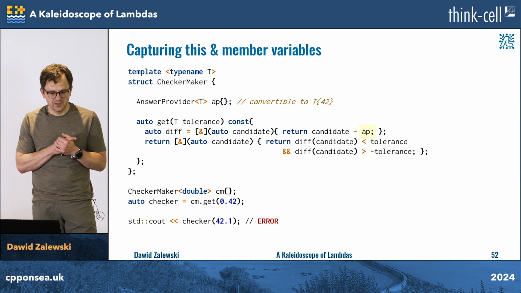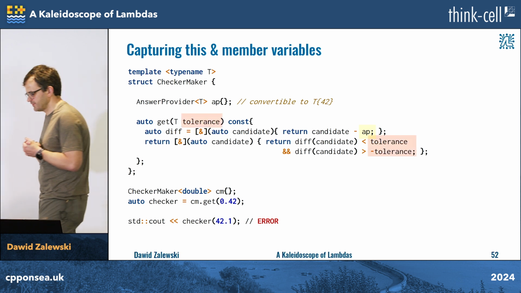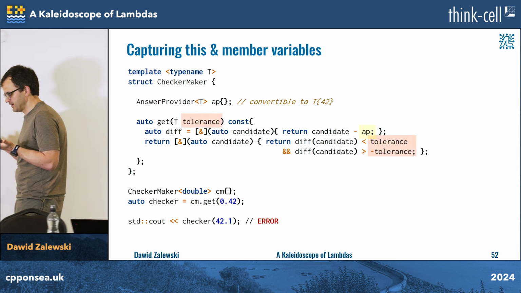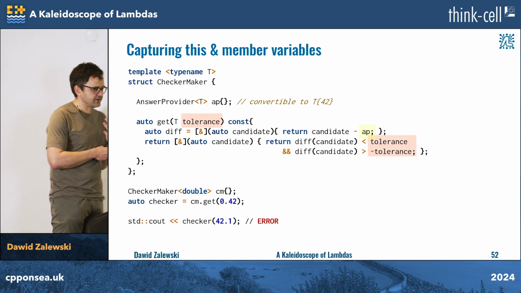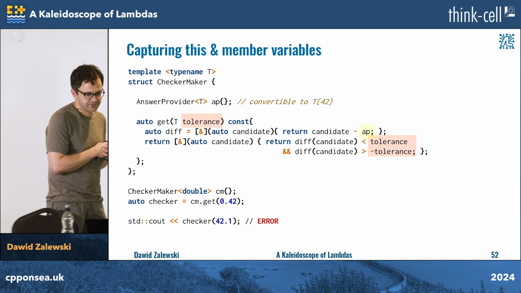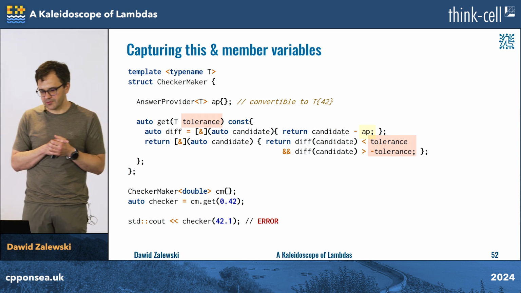You don't see it, but it's there. This is the tolerance. The tolerance is a local parameter, and we only captured it by reference when the function exited. It's not there anymore, and we're still using it. So you'll get a runtime error.